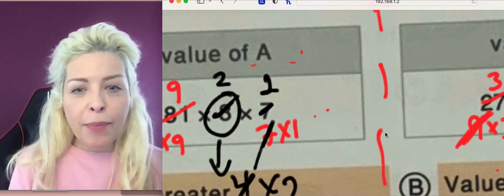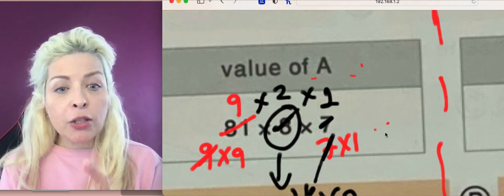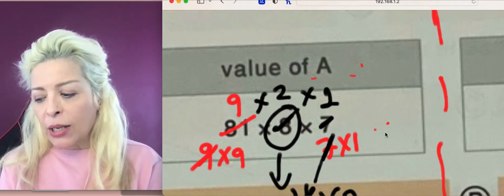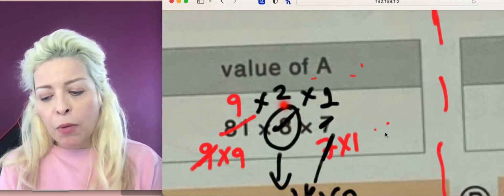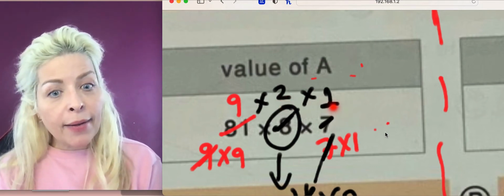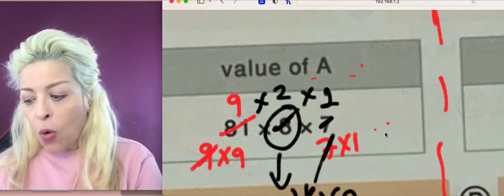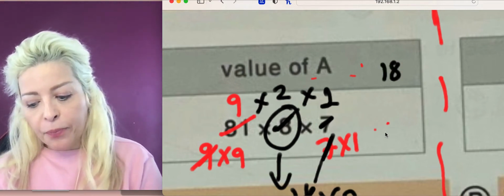So guess what happens here? Look at this. You're still multiplying. Don't forget. How much is 9 times 9 multiplied by 2? How much is that? 18. Multiplied by 1 is 18. So on this side, for the value of A, we have 18.